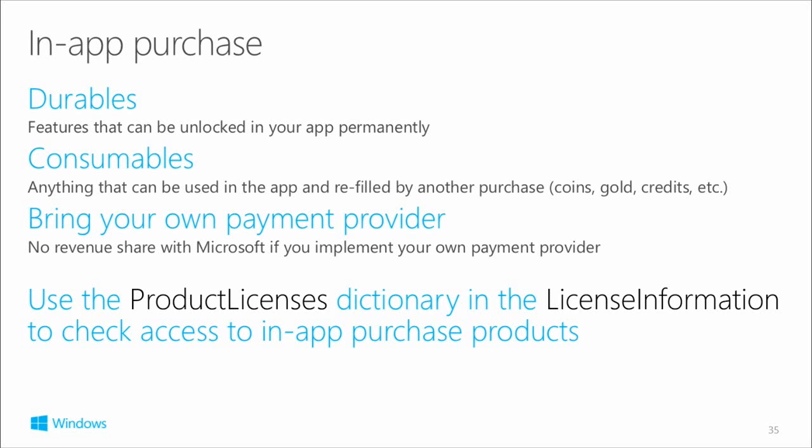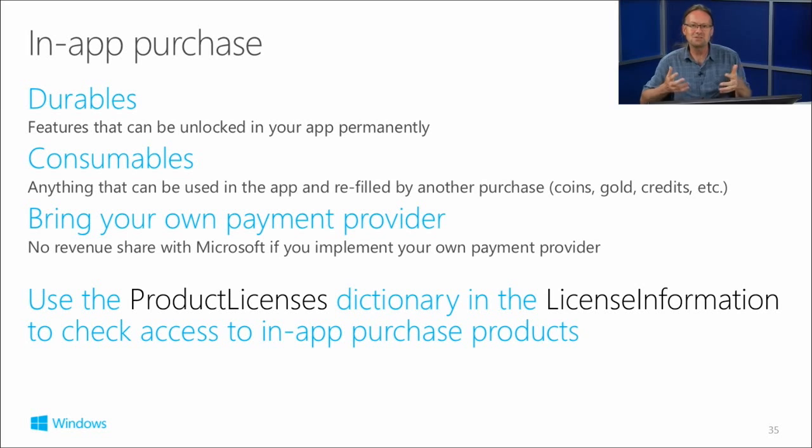In-app purchase is another great way of allowing your user to purchase additional functionality. There's two kinds, durables and consumables. And you can have your own payment provider if you don't want to use ours. So durables and consumables, you register these through the store. These aren't physical products. You can't sell a pizza through this. These are virtual products, if you like, that you use to allow the user to unlock additional capabilities, or to download additional content that they can use in the app.